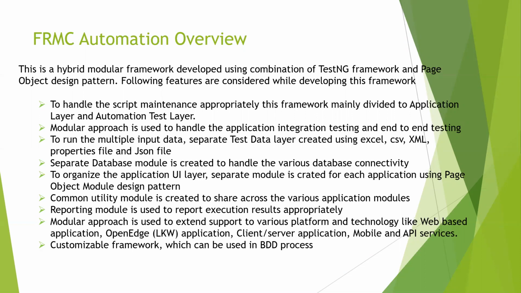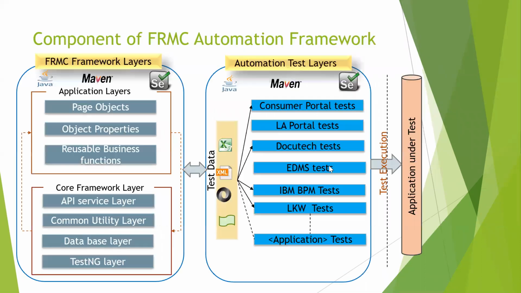Okay, let's go to the framework. Let's see how it looks. This is how the diagram or flow chart looks. Basically, we have decoupled the framework layer and the automation test layers. So these are all separate layers. We are decoupled, but still integrated. So how is it integrated?